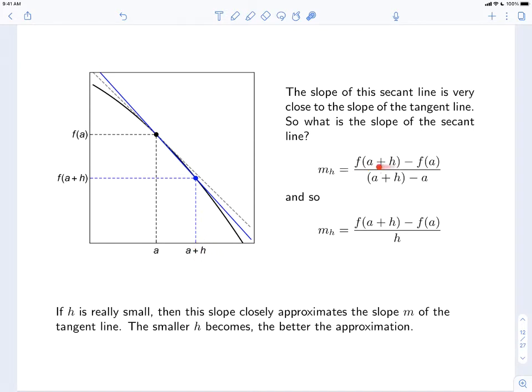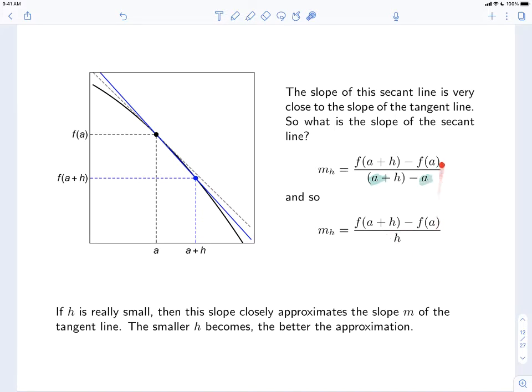So it's the difference of the y values divided by the difference of the x values. The y values are f at a plus h minus f at a. It's the difference of these two. And we're dividing that by the difference of the x values, which are right here, a plus h minus a. Now, of course, you get a little bit of simplification going on here. That a cancels with that a, and you just end up with an h in the denominator.